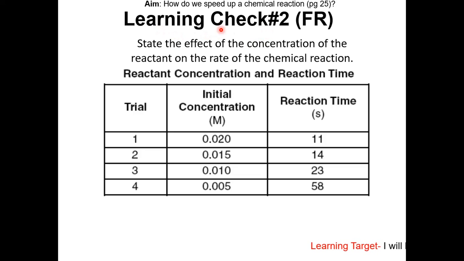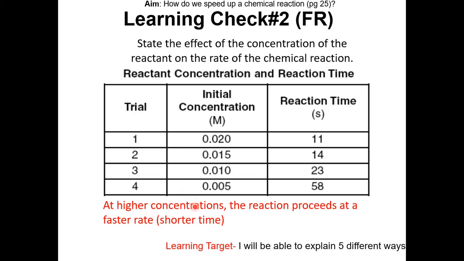Learning check number 2. State the effect of concentration of the reactant on the rate of chemical reaction. So take a moment to think about it, pause the video, and resume once you want to see the answer. The answer is, at higher concentrations, the reaction proceeds at a faster rate, so the shorter time.